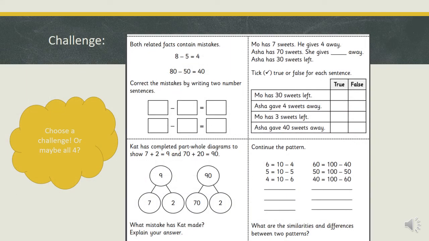Now, some of you have also got a challenge. I've given you 4 challenges. So choose one, or if you're feeling super smart this morning, maybe you could choose all 4. I know lots of you could do all 4. I think if you send me a photo of all 4 of these challenges, I'm going to have to give you 5 dojos for each one that you've done.